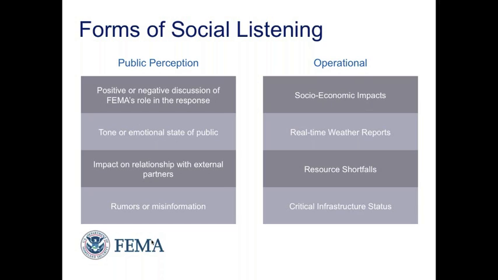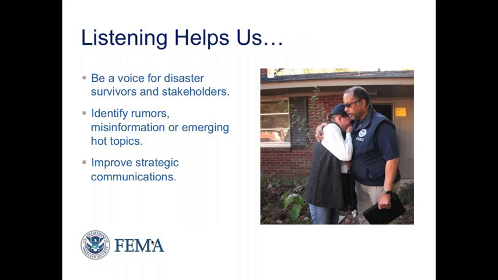On the left side, you can see the public perception information requirements that we focus on, which cover things like discussion of FEMA's role in the response, the overall tone or emotional state of the public, impact on relationships with external partnerships, and something I've already discussed, which is rumors or misinformation. And then on the operational side, we have things like socioeconomic impacts, real-time weather reports, resource shortfalls, and critical infrastructure issues.